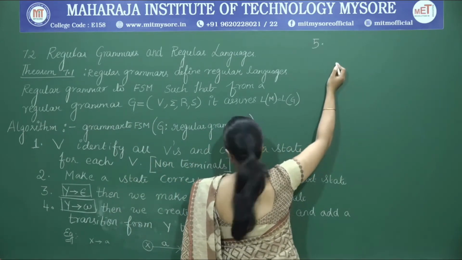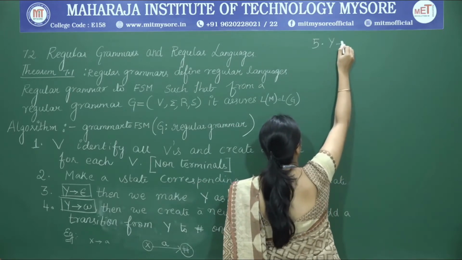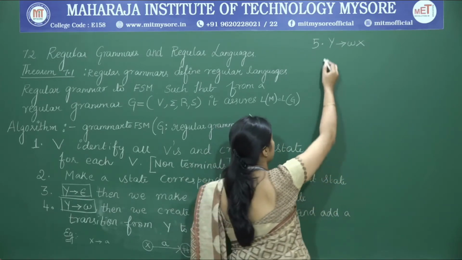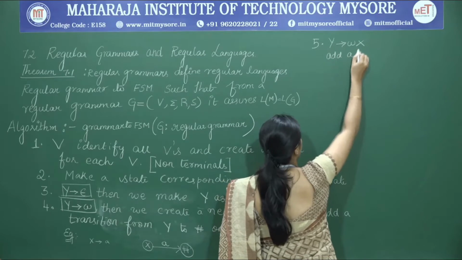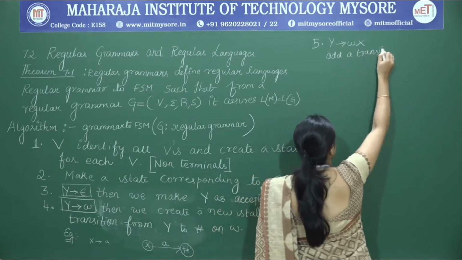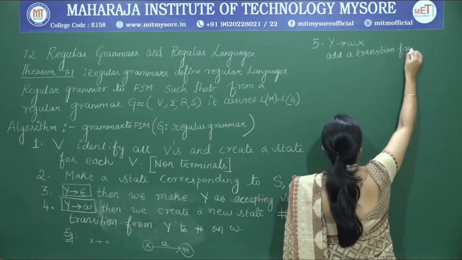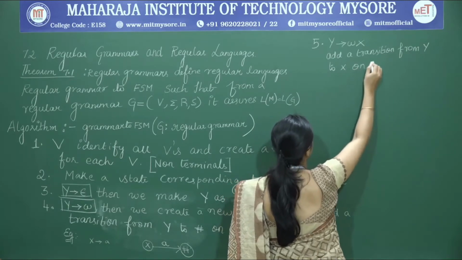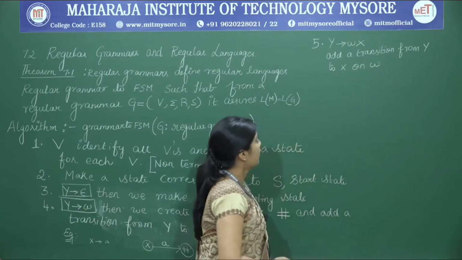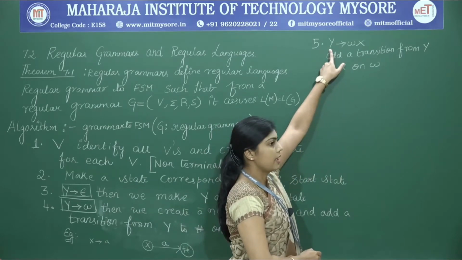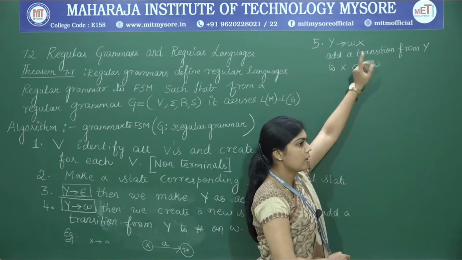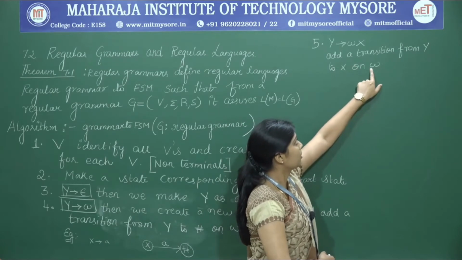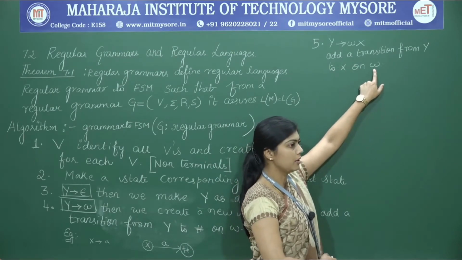The third kind of production is y goes to some w and x. In this case we just add a simple transition from y to x on w. This is the action that we are going to take. We just add a transition from the state y to the state x. Both of them will be present because both of them are non-terminals. So the label on the transition is going to be w.